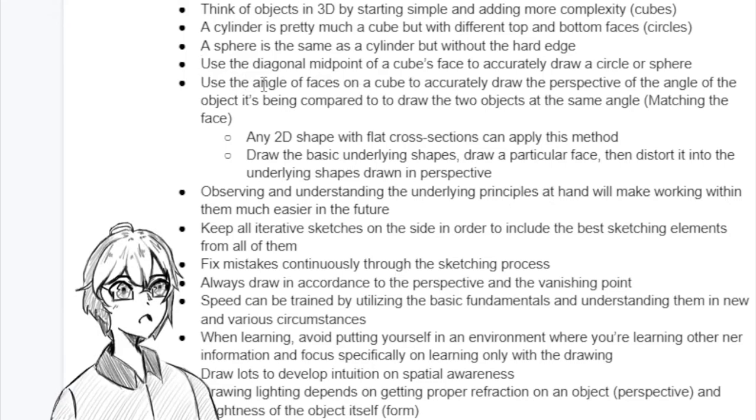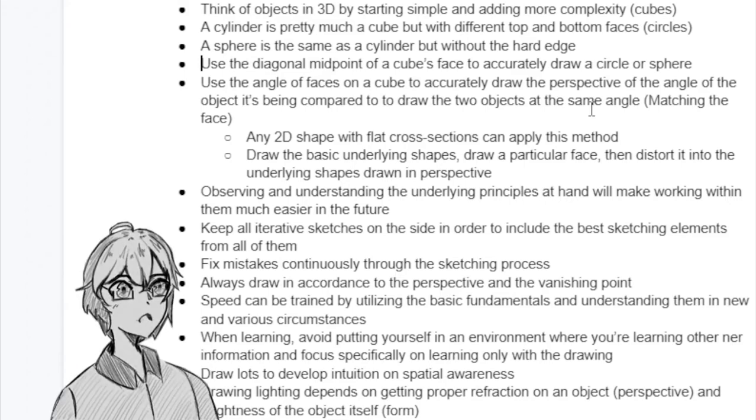You want to use the angle of the faces on a cube to accurately draw the perspective of the angle of the object it's being compared to, drawing the two objects at the same angle, or pretty much just matching the face. A good way to think about this is if you have a 1-point perspective frontal view of an object and you wanted to superimpose something on that face, the best way to draw whatever you're superimposing on top of that face would be to draw it also in a frontal view.